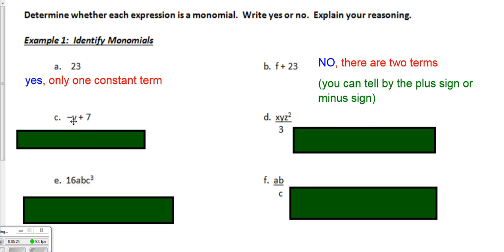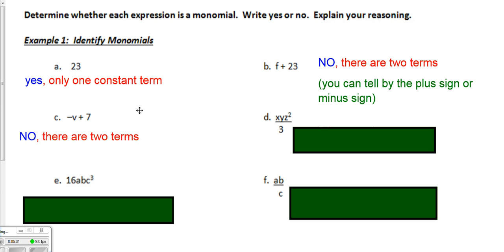Same with letter C here. We have negative v plus 7. Because it has this plus right here, you would say no. There are two terms. There's a plus in between them, so this is not a monomial.